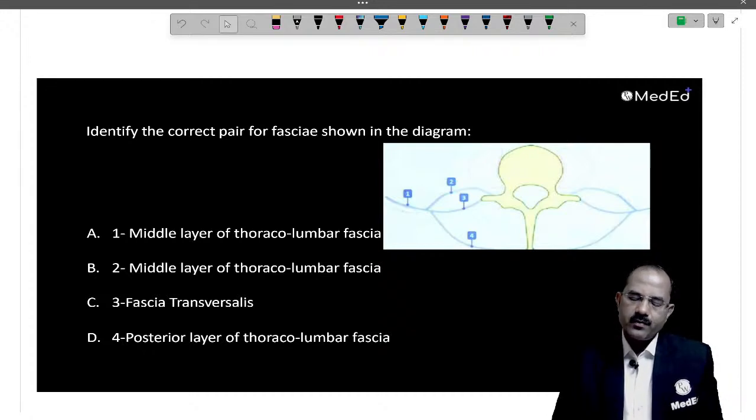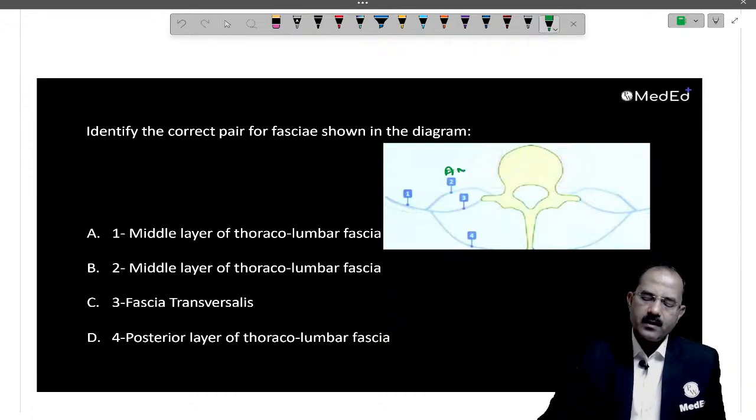2 is middle layer of thoracolumbar fascia. No, 2 is anterior layer. So 2 is anterior layer of thoracolumbar fascia. 3 is middle layer of thoracolumbar fascia. 4 is posterior layer of thoracolumbar fascia. So the answer is D for this.